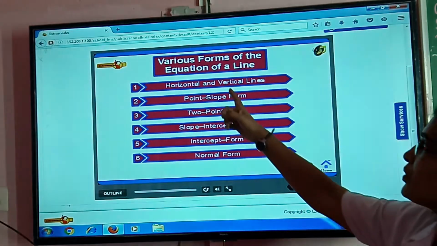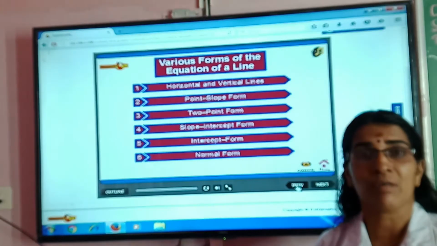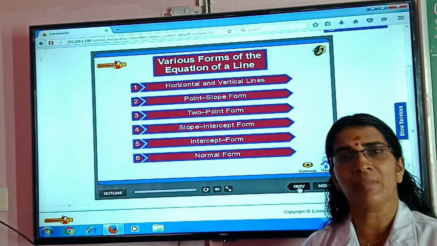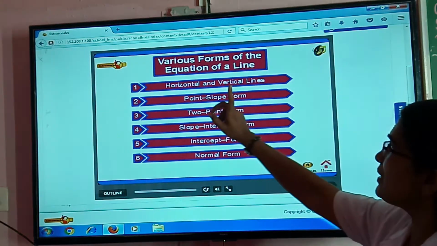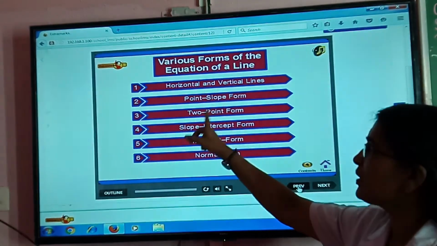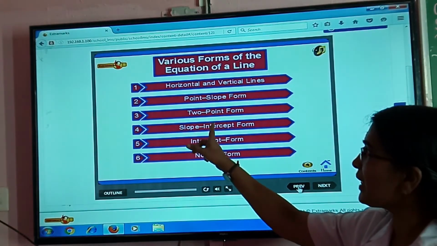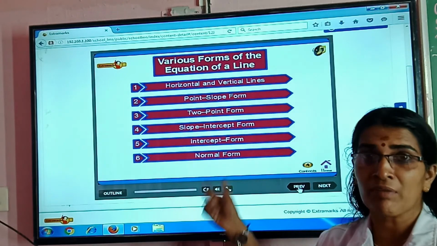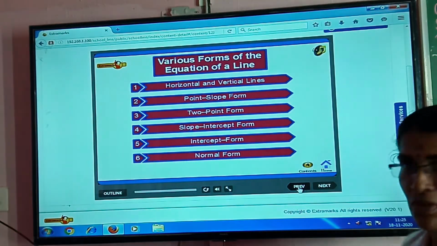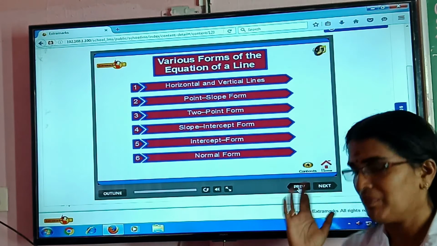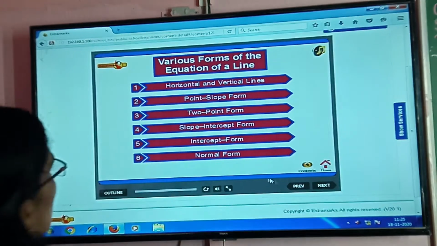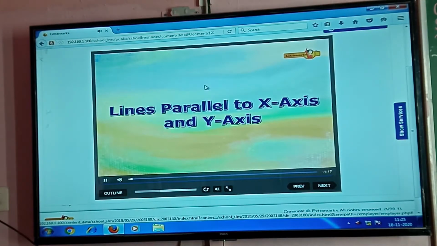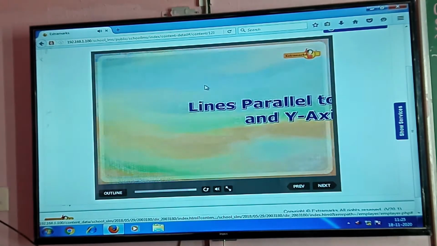So first one, horizontal and vertical line. The same way you have studied what are horizontal lines and what are vertical lines. That's only previous knowledge. The remaining are point slope form, two-point form, slope intercept form, intercept form, and the last one, normal form. These are the various types of equation of lines. Let us move to our new section. First one, horizontal line, vertical line: lines parallel to x-axis and y-axis.